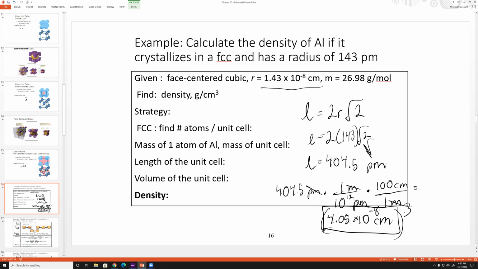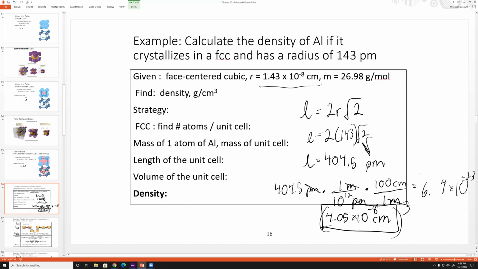That can't be right. I think I missed a parenthesis. Hold on. 4.05 times 10 to negative 8, divided by... not divided by, to the third. Oh, I was right. Okay, so this makes sense actually. You have 6.64 times 10 to the negative 23rd.